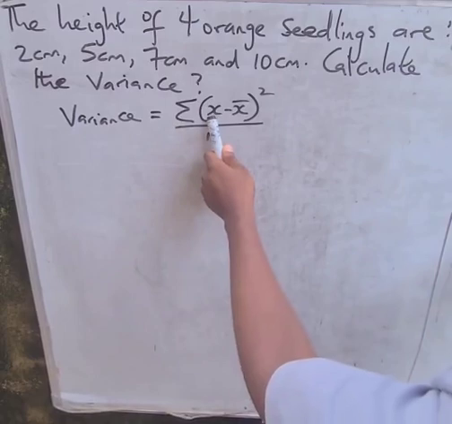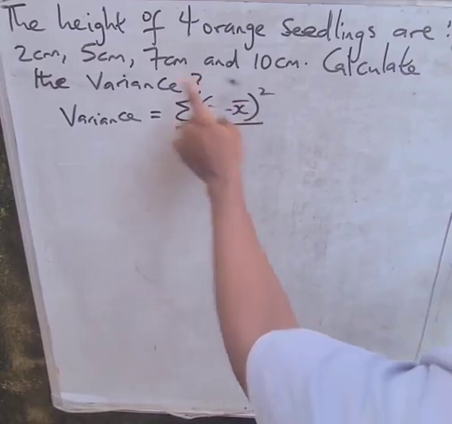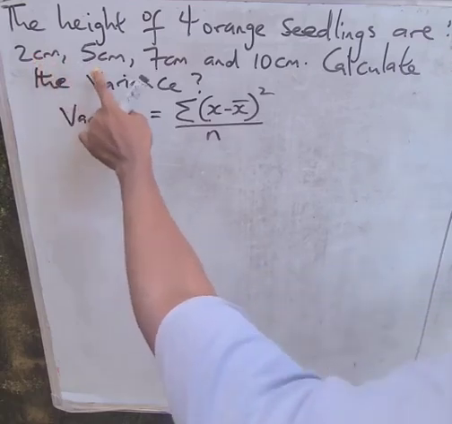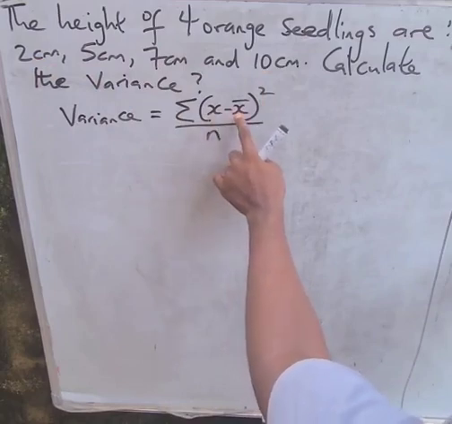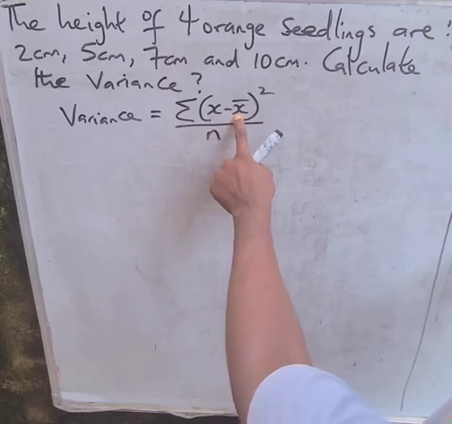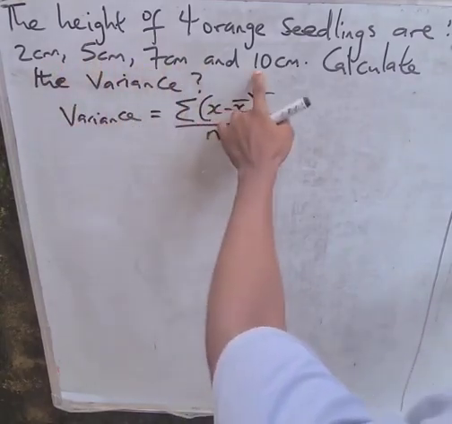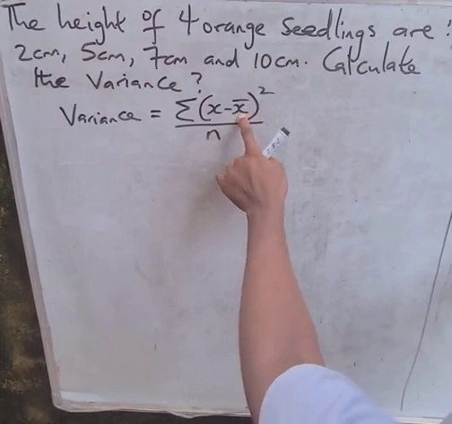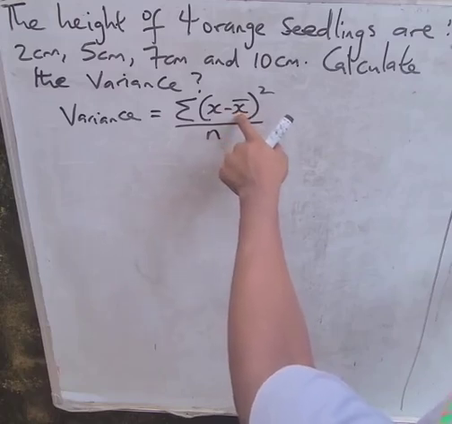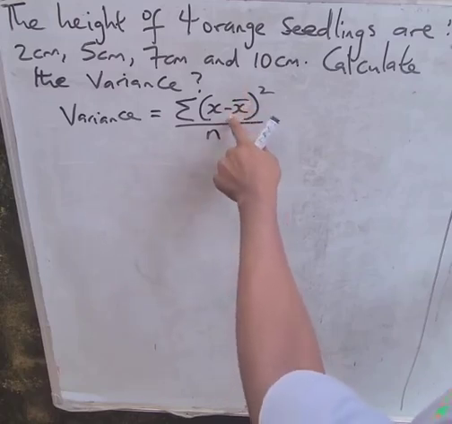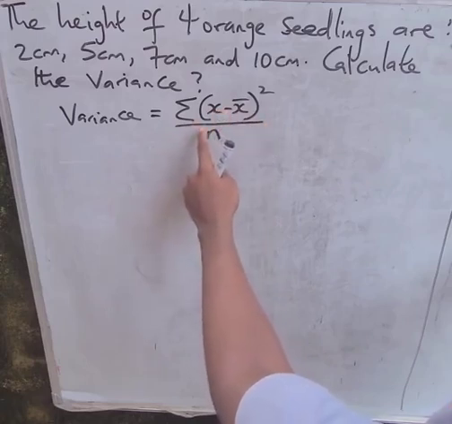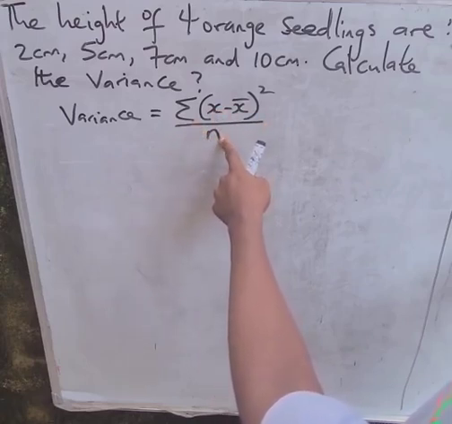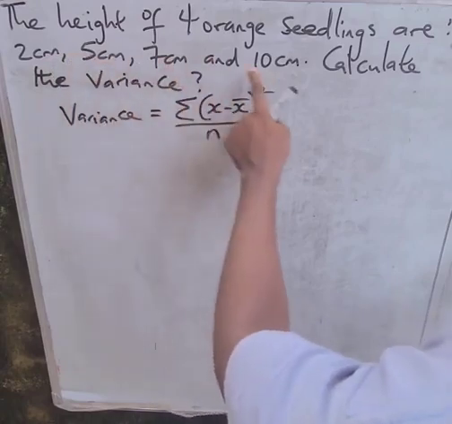Now look at this. Summation, x is your observations, like these, 2, 5, 7, 10. They are your x. Now, x bar is your mean, so the mean of 2, 5, 7, and 10. Now, when you get x minus x bar, you take the squares of them, then you sum it up. That gives you this side. Then over n. N is the number of observations, which are 1, 2, 3, 4.